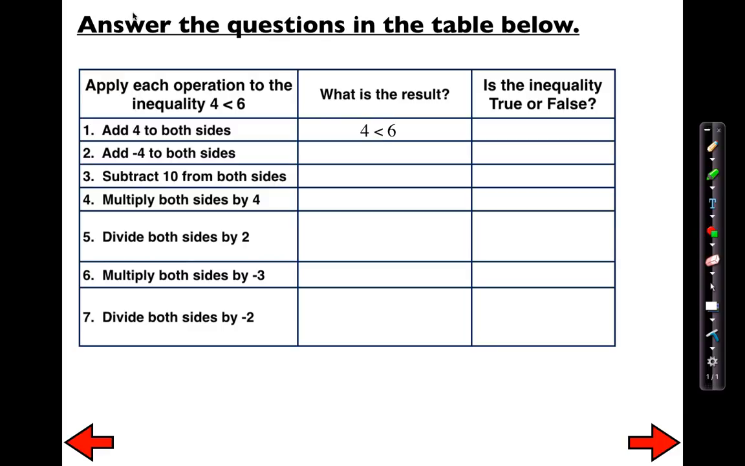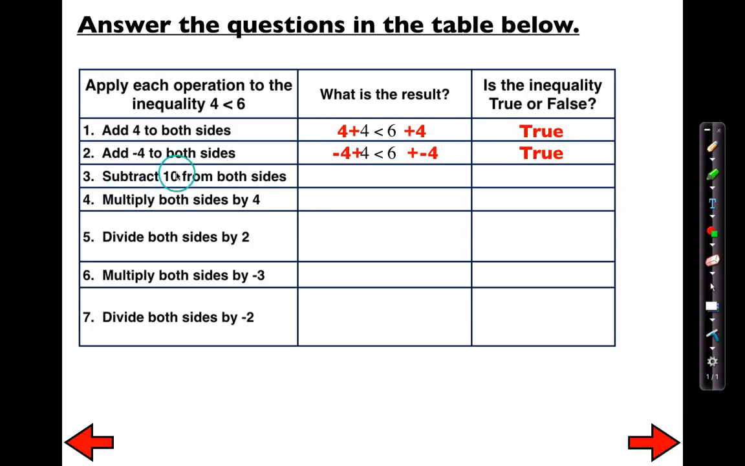So let's start with 4 is less than 6. For number 1, they want us to first add 4 to both sides. Okay, so let's do that. If we add 4 to both sides, we end up with 8 is less than 10. Is that true? Yes, it is. Okay, let's take a look at number 2. So first, starting with 4 less than 6, we're going to go ahead and add a negative 4 to both sides. Okay, so let's do that. Negative 4 plus 4 is 0, and 6 plus negative 4 is 2. Is 0 less than 2? The answer is yes, so it's going to be true.